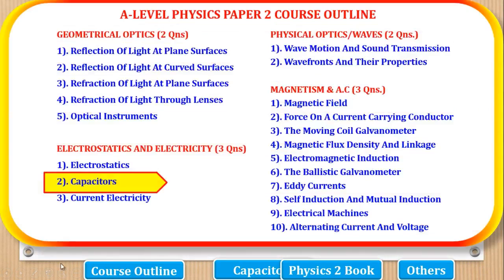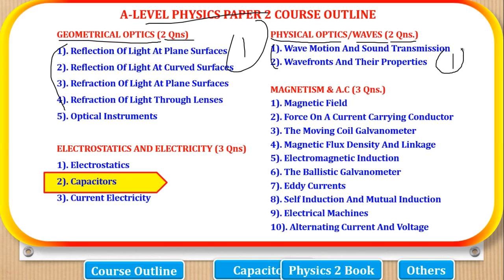Before we start, let's look at the course outline for this paper. Physics Paper 2 is divided into 4 parts. The first part is geometrical optics, where 2 questions come from these topics and the student must answer 1. Next is physical optics or waves, where 2 questions come from these topics and the student must answer 1. Then the third part is electrostatics and electricity, where 3 questions come from these topics. And the fourth part is magnetism and AC, where 3 questions come from these topics.